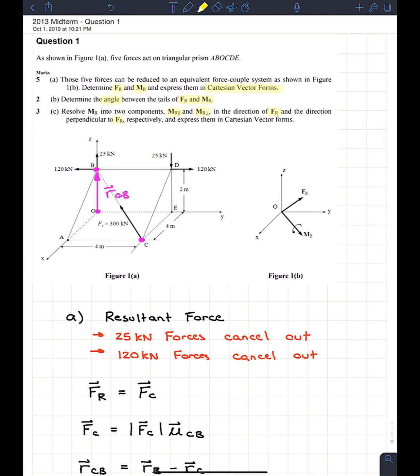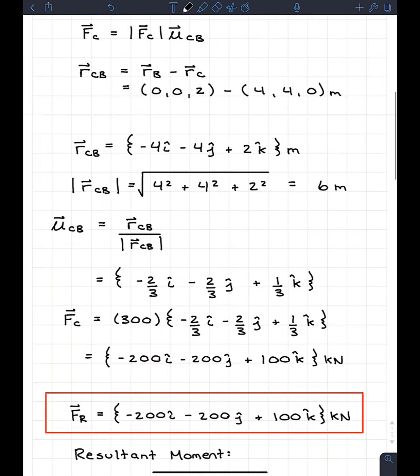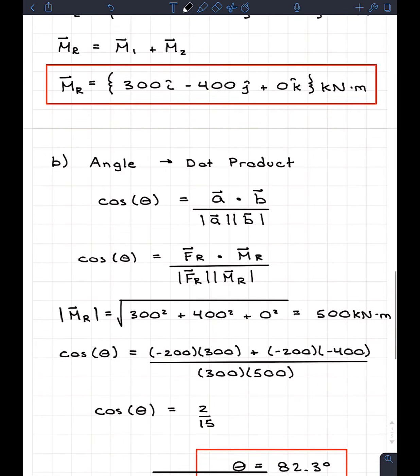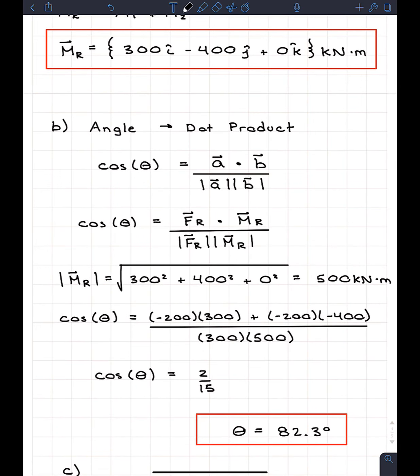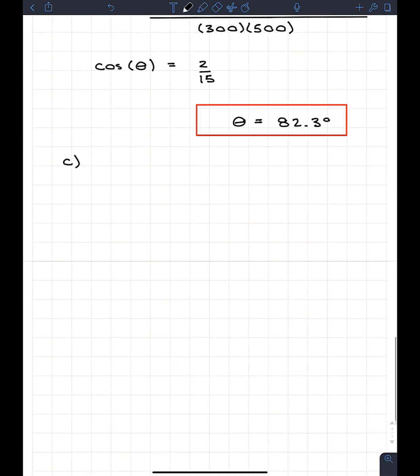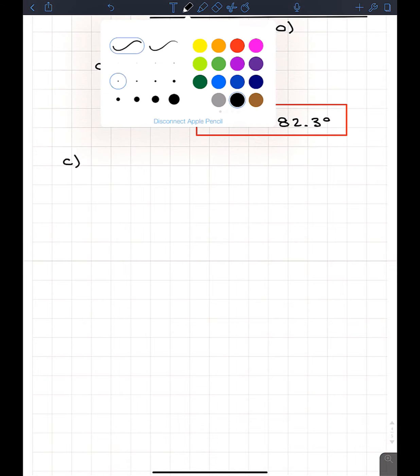And then most importantly, express it in Cartesian vector forms. So let's go down here. We know that we have this moment vector right here. And what we're going to want to do is find the moment vector that's parallel to FR and the one that's perpendicular to FR. So if we draw a picture really quick, because sometimes a picture always helps.